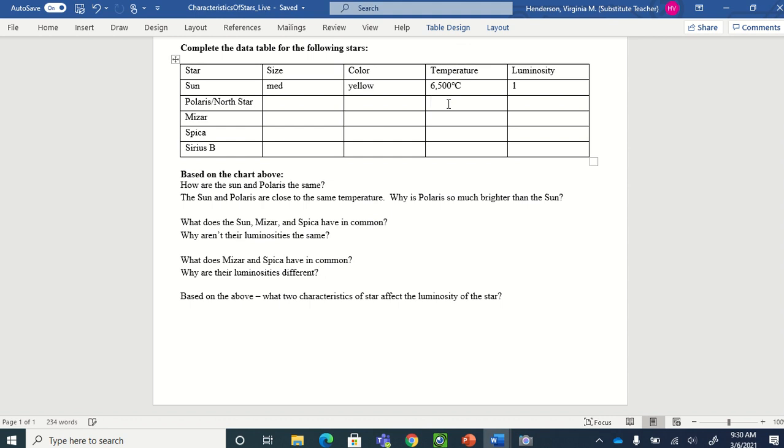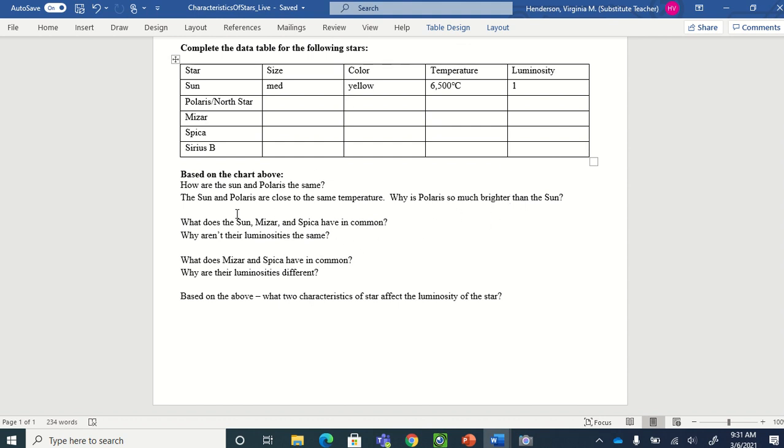Well, they have temperature in common. Well, not size, but they have color and temperature in common. They do not have brightness in common, because our sun is brighter for a reason. So since the sun and Polaris are so close in temperature, why is Polaris so much brighter than our sun? Why does he appear so much brighter? Because he appears closer in space. So you guys should already know that answer.